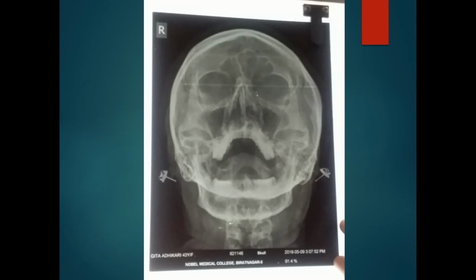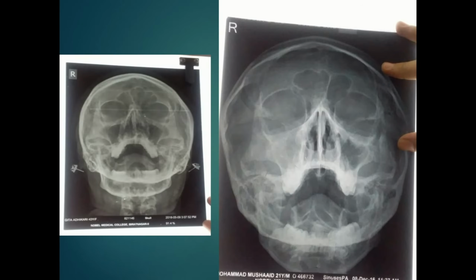This is the plain X-ray, nose and nasopharynx, occipitomental view of a 43-year-old female, and this is the normal X-ray in which we can see the bilateral maxillary sinus. This is the nasal septum, this is the nasal cavity, these are the orbits, this is the frontal sinus, and this is the area for the ethmoidal sinus.